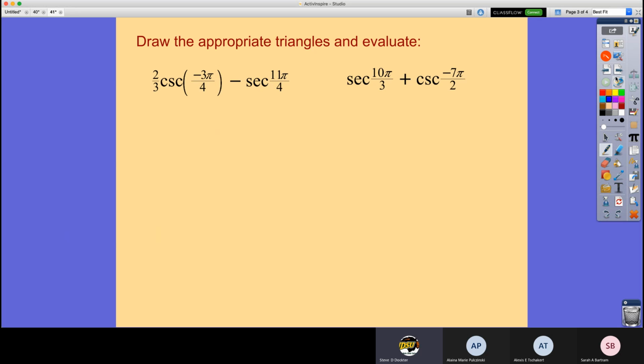All right, so let's move up a step here. Copy down the first one. Don't worry about the second one.